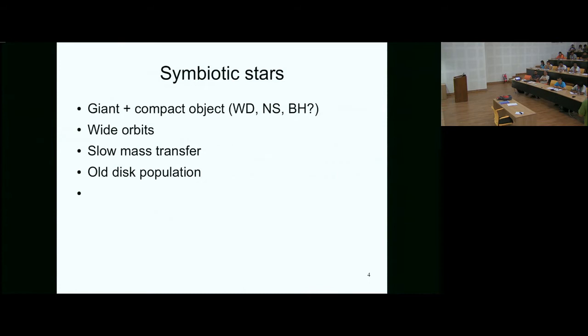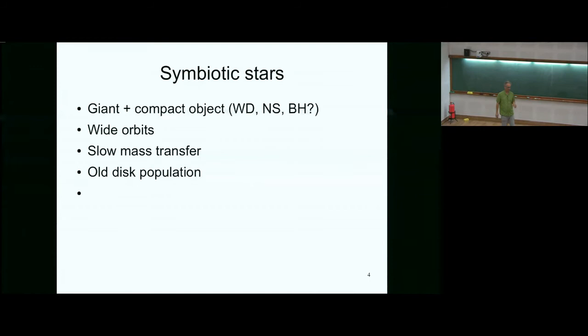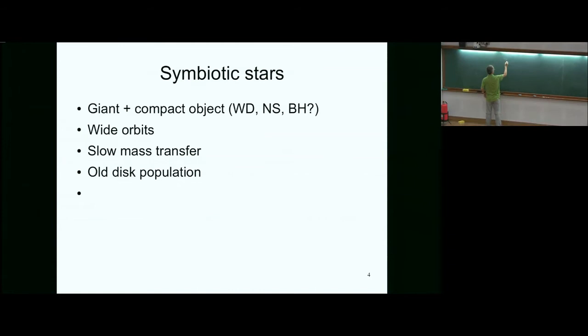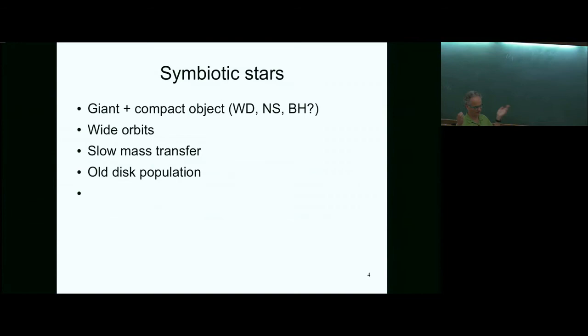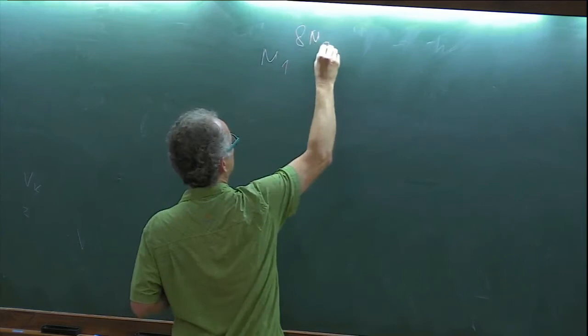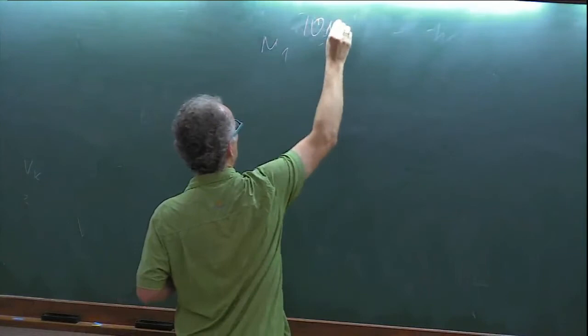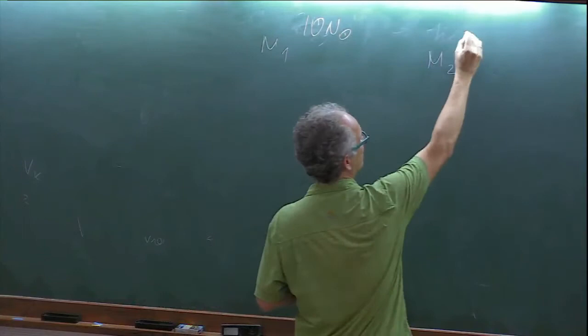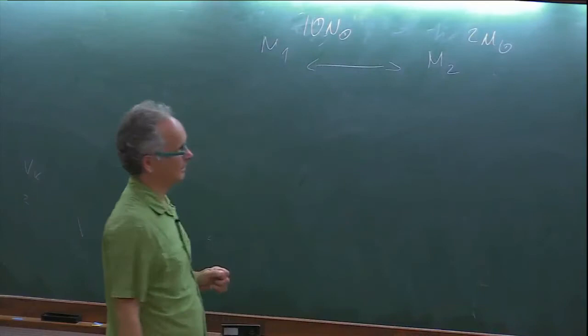So how would you make something like that? Yeah, we have to have a giant, which is a low mass star. Typically it has a mass of about 1 to 2 solar masses. And we have to have a compact object. In order to obtain a compact object, we have to start from a more massive star. Yeah? So we have to have M1, which is, in order to get a white dwarf or a neutron star, it has to be something like, say, 8 solar masses. Let's give it 10 to make sure it's a neutron star. And we have M2, which is say 2 solar masses. And they are at some distance. So what will be the first thing that will happen?